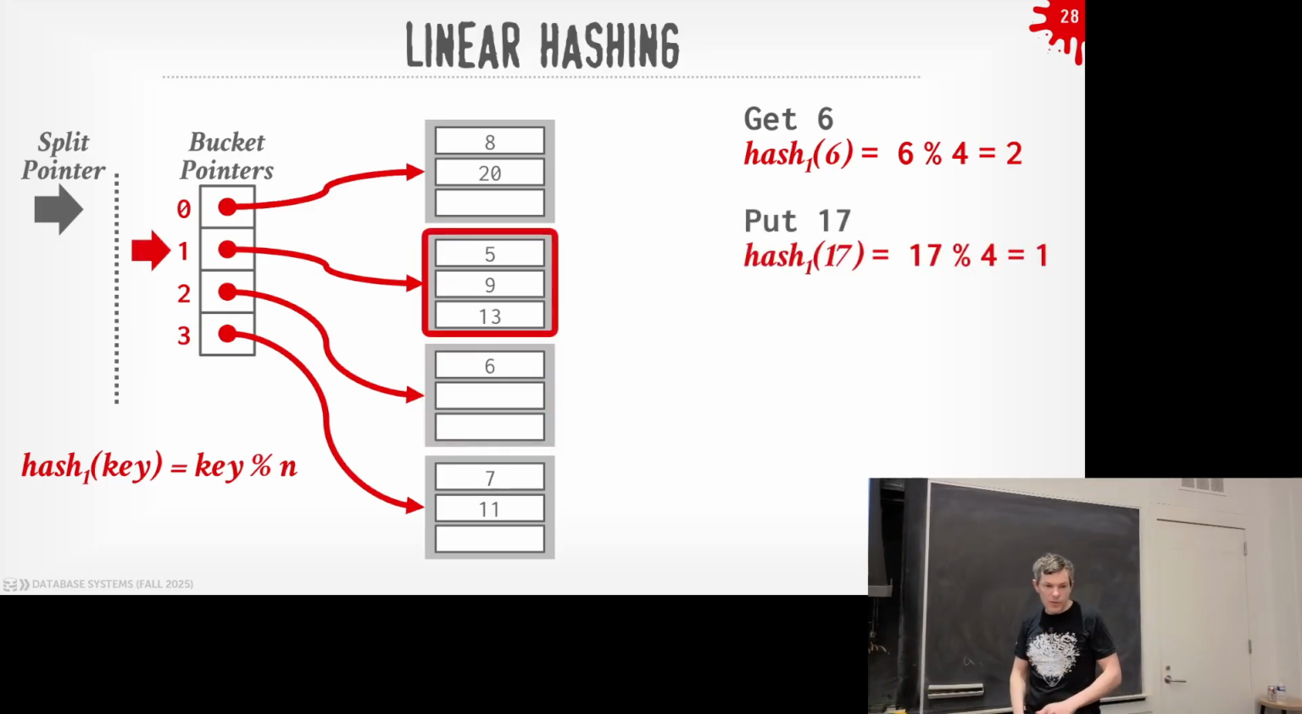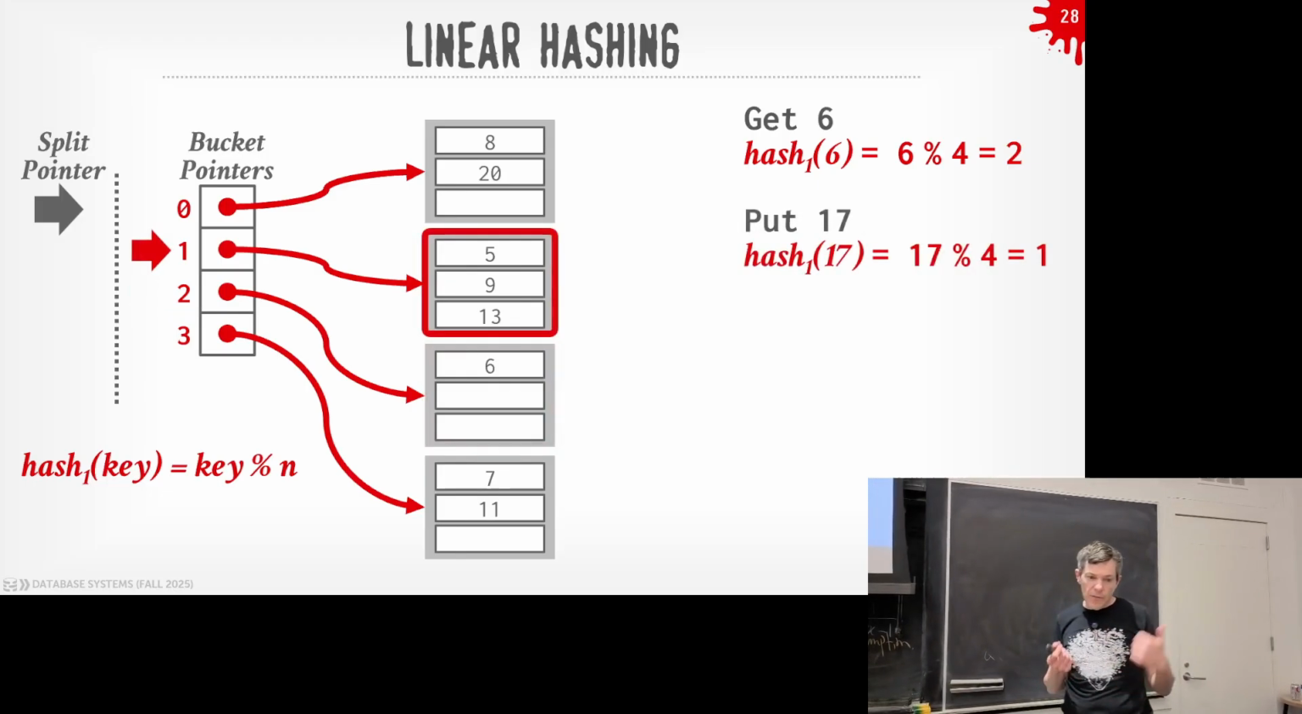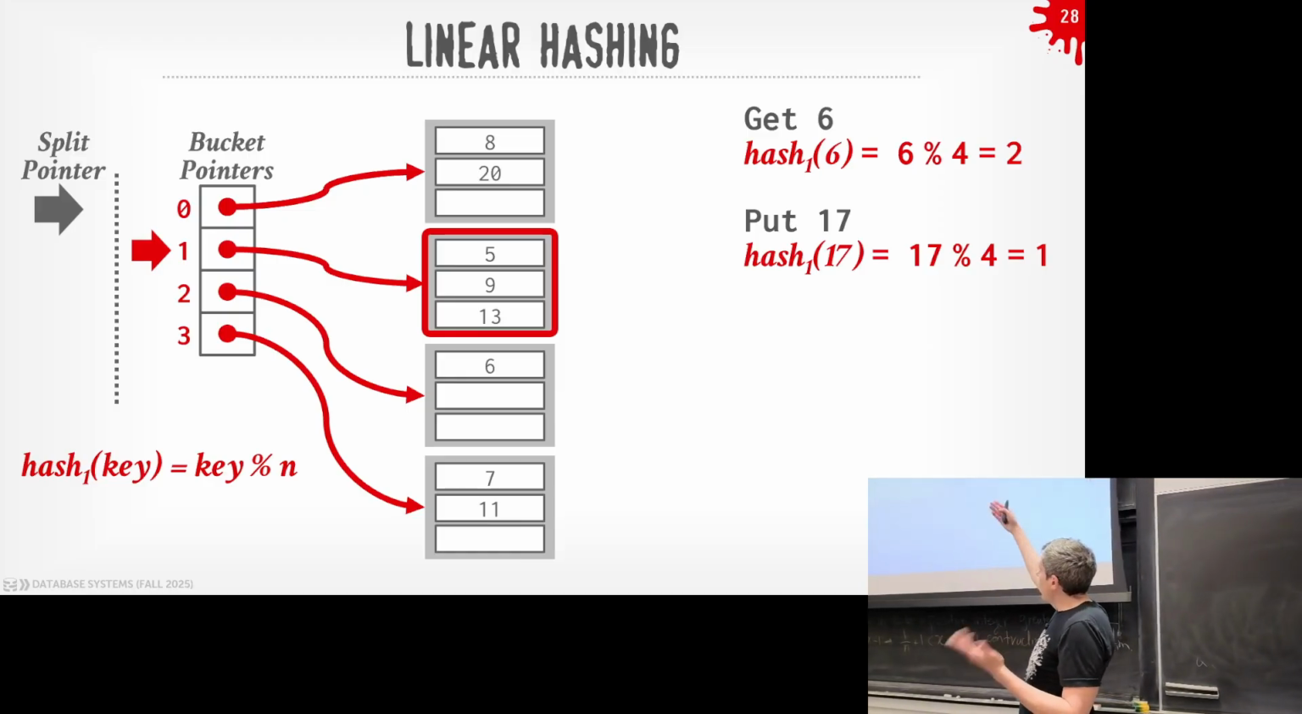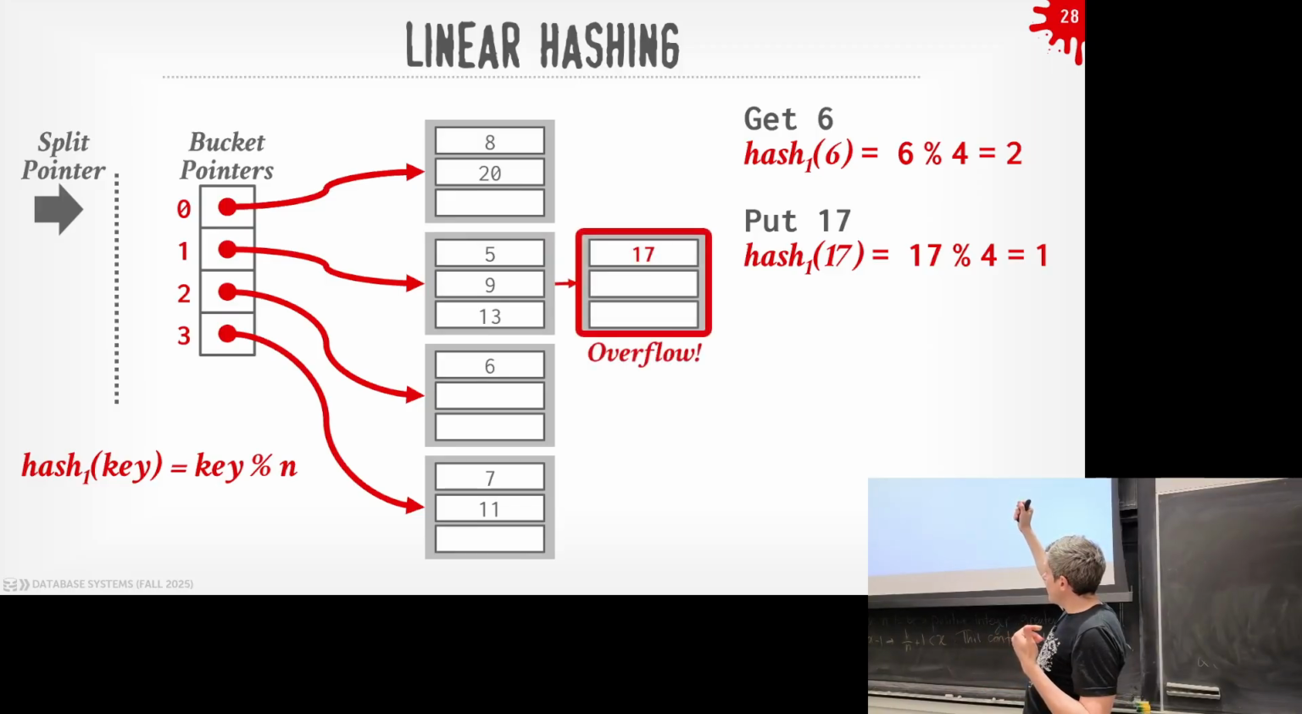Now let's say I want to do a put on 17. I mod it by 4, I get 1. Now when I land in this location here using the single hash function, I see that the bucket is full. So now I have to add an extra bucket to my chain and keep track that I overflowed. So that means I'm going to split something.